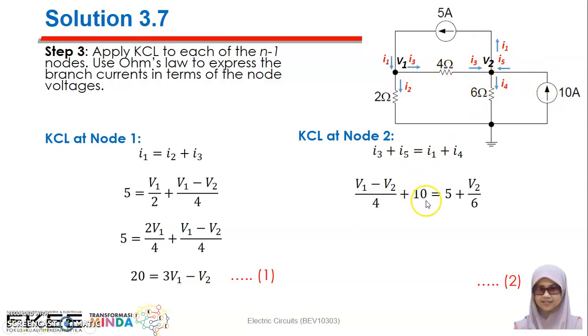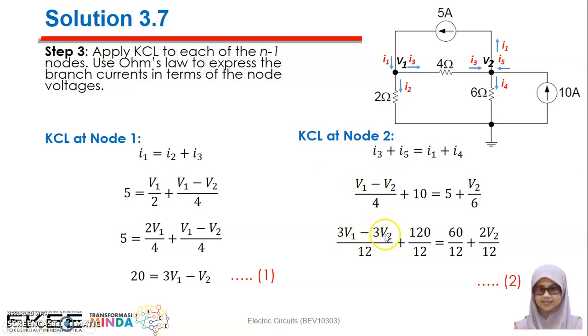I5 is 10. And then I1 is 5, so 5 here, plus I4. I4 is V2 minus 0 divided by 6, so V2 divided by 6. And then we can further simplify the equation so that we have the same denominator. Here you have 6, here you have 4, so you can make it 12. So here I multiply this term with 3 over 3, so that the denominator becomes 12.